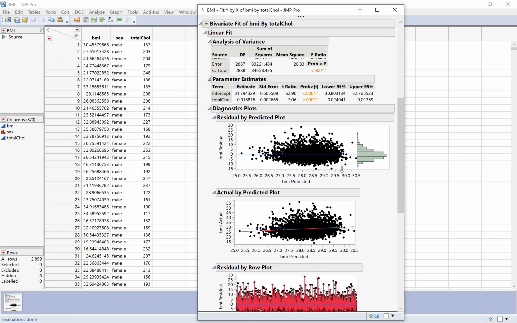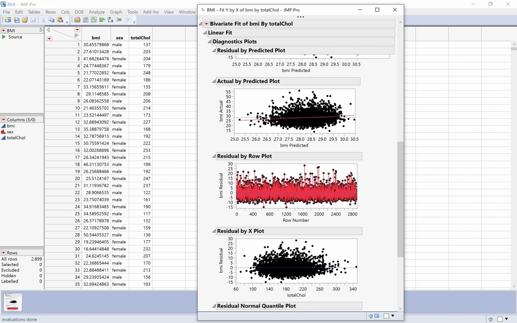This also has a histogram of the residuals here. So we can see that skew. Remember we said earlier that we were worried about non-normality. We can sort of see that skew here, and this is actually right skew because the tail is going towards the larger values. The actual by predicted plot and residual by row plot, we haven't really talked about those.